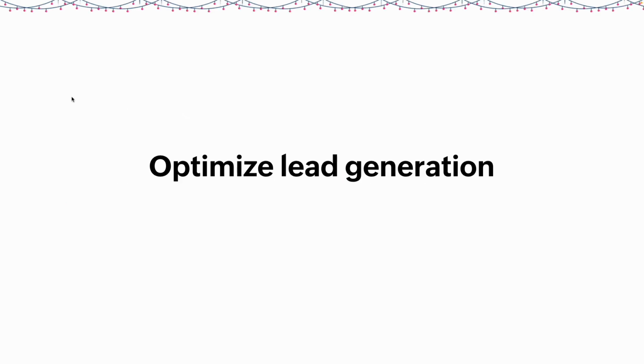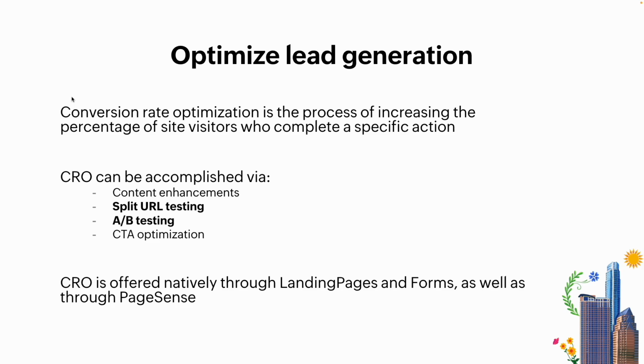So now that we've looked at all these ways to generate leads, we want to look at ways that we can start optimizing these methods that we're using. So we're going to go back into some conversion rate optimization. Conversion rate optimization is the process of increasing the percentage of your site visitors who complete a specific site action, like clicking on a CTA or doing anything like that.